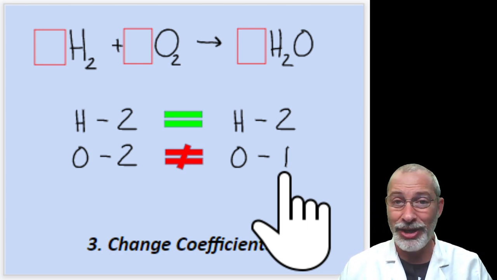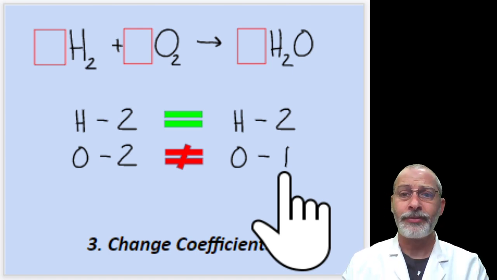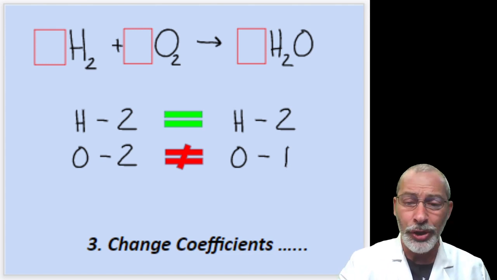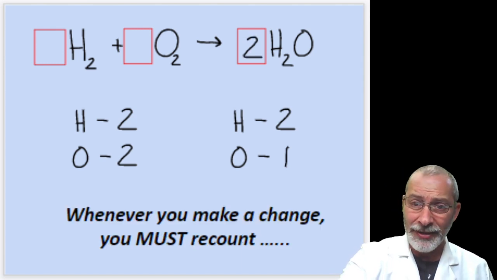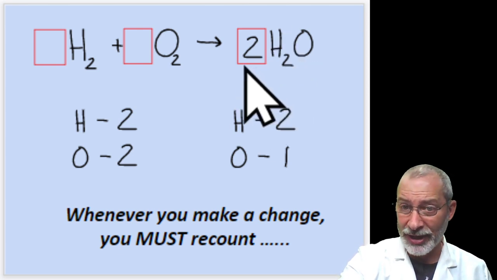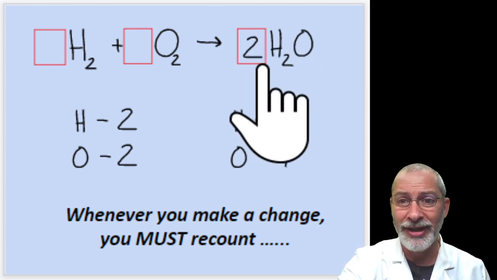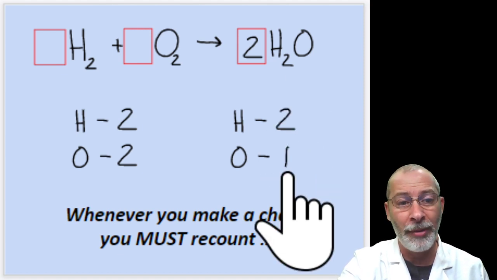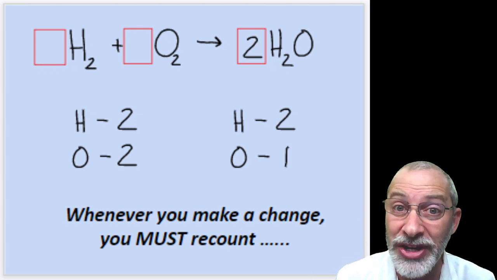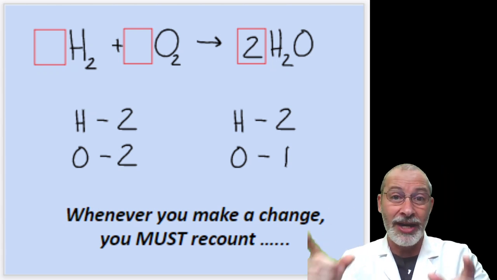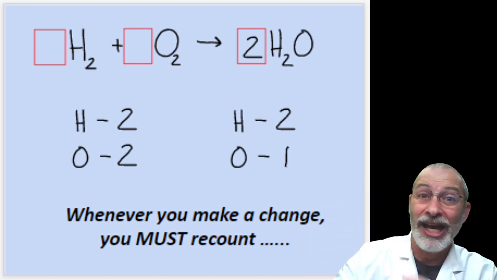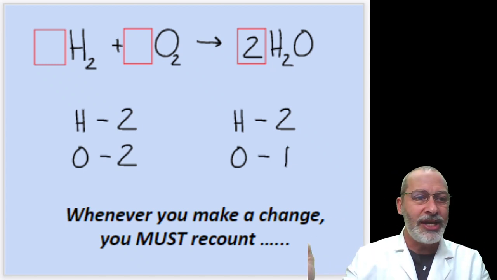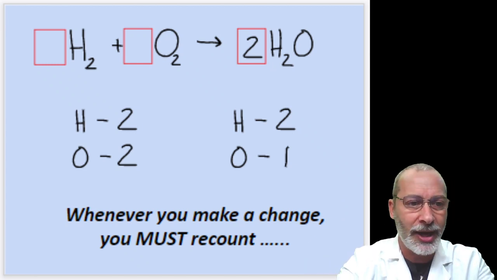Hopefully from yesterday, you remember that little bit of math. 2 times 1 equals 2. So where do you place that 2? You place it in the only place you can alter, the coefficient in front of a pure substance on the side of the equation where the smaller number is. But remember the phrase from yesterday, whenever you make a change, again, whenever you make a change, you must recount. So let's recount everything here, folks, okay?